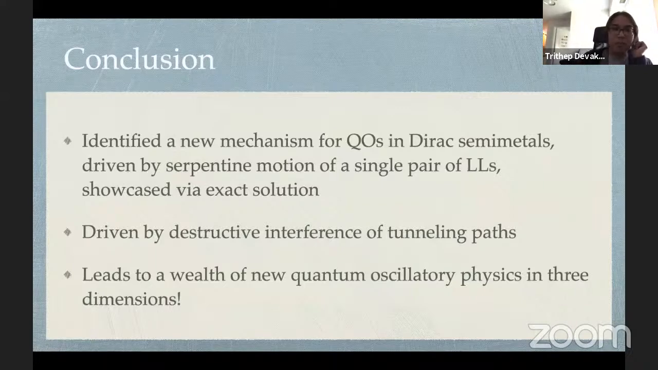Let me just quickly conclude. So we've identified a new mechanism for quantum oscillations in Dirac semimetals. And these are driven by the serpentine motion of just a single pair of Landau levels. And we showcase this by exact solution of this very special model. And this physics is really driven by destructive interference of two different tunneling paths between these two Dirac cones. And hopefully I've shown that this leads to a wealth of new quantum oscillatory physics in three dimensions.